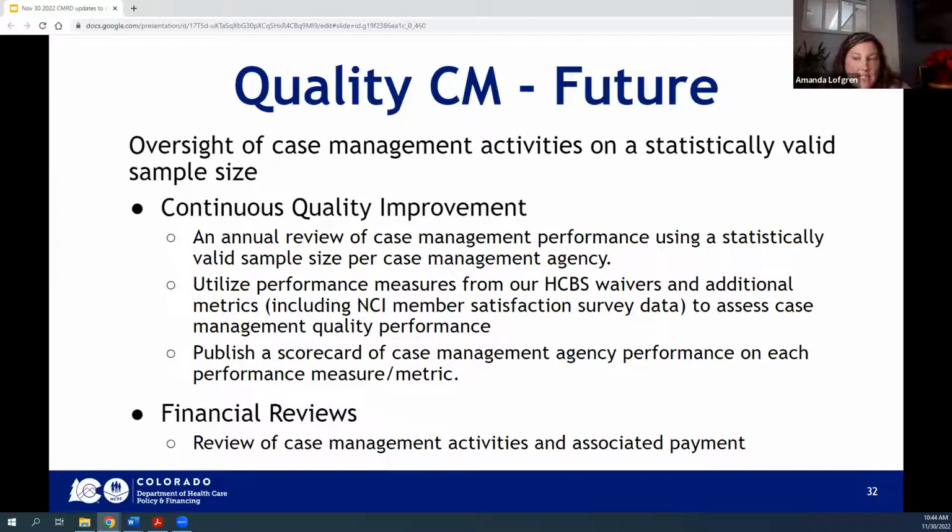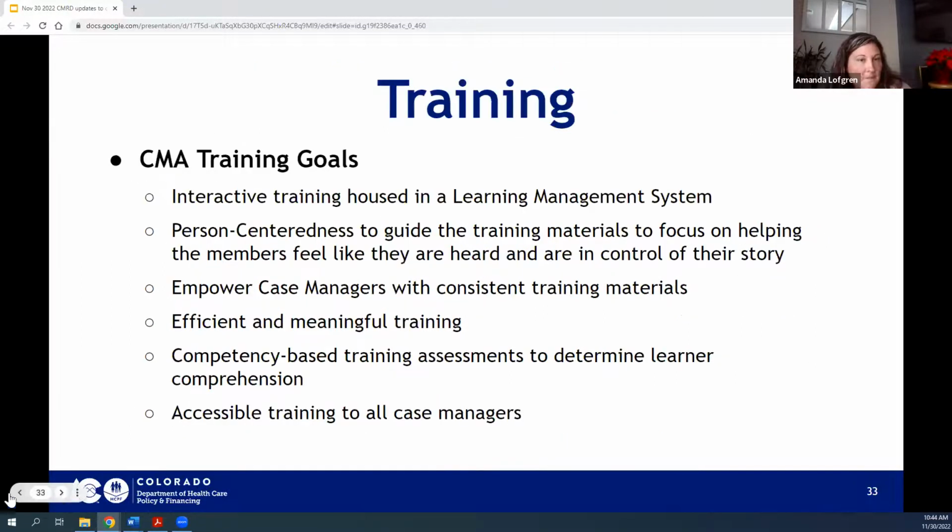And so if we go to the next slide around training, we've heard throughout our stakeholder engagement the importance and value in having consistent training for case managers. Our existing training that's available to case management agencies isn't always interactive and is not being delivered in the most effective format to support adult learning styles. The current training materials lack the evaluation functionality, making it challenging to understand retention of materials and information.